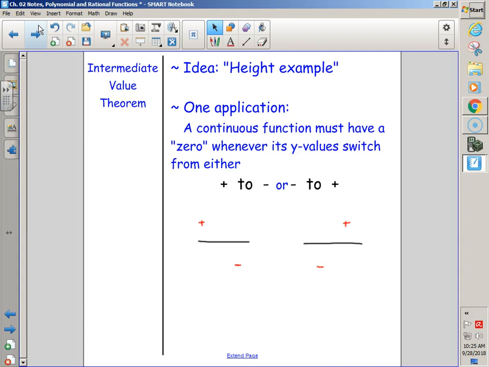A continuous function. If it's not continuous, all bets are off. Who knows? Maybe, maybe not. It could jump. It could avoid the x-axis. But any continuous function, a function that can be drawn without picking up your pencil, no jumps, no vertical asymptotes, no holes, must go through the x-axis whenever its y values switch from positive to negative, or vice versa, negative to positive.